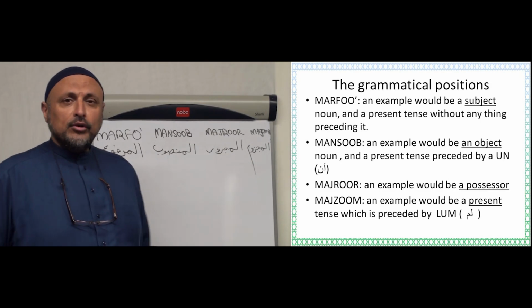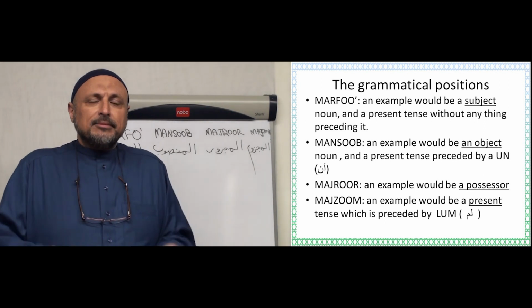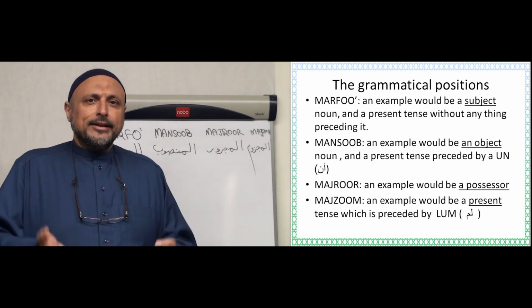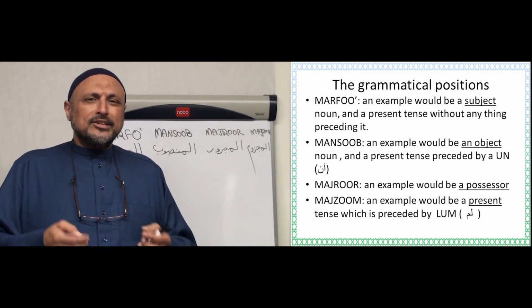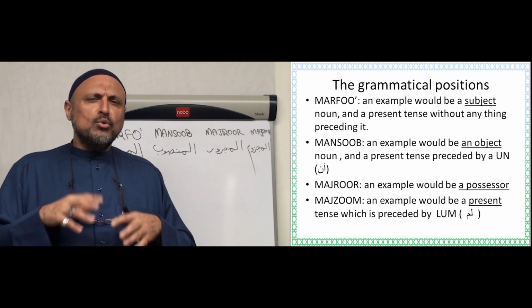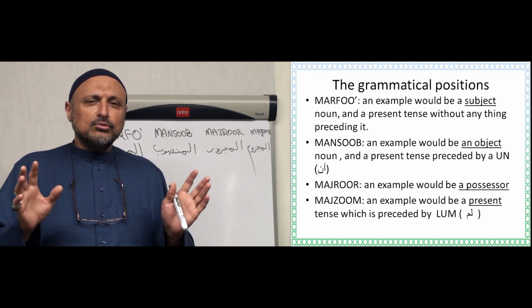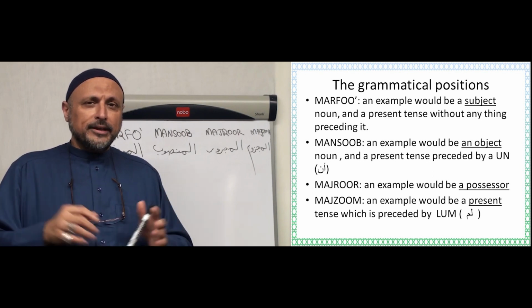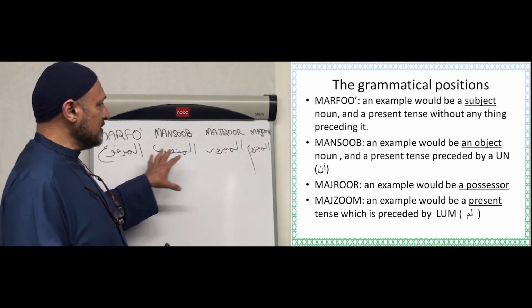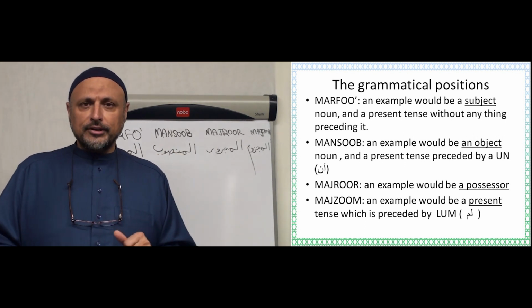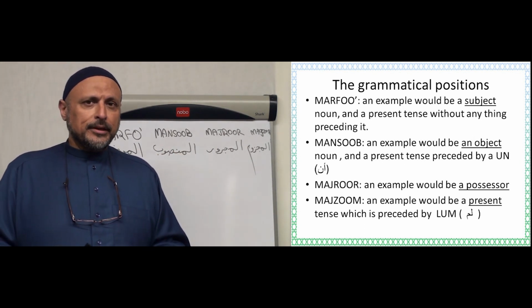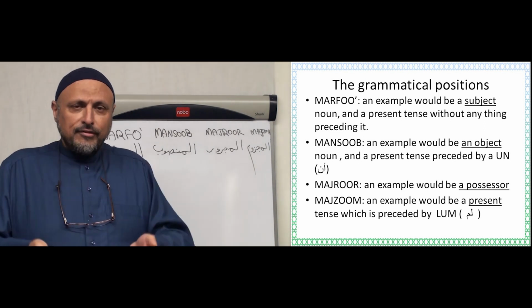Al-marfu'. Marfu' is from lifting somebody: rafa'a, yarfa'u. Marfu'. So it's like a nominative. I don't want to give you those terms like nominative, accusative and possessive, because it becomes complicated. Just understand these things, and I'm going to give you an example to make it easier. Al-marfu', rafa'a, yarfa'u.